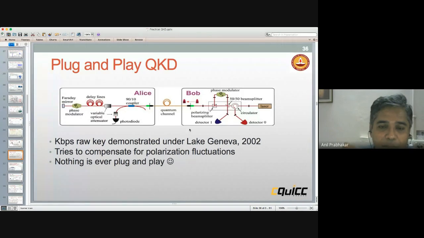So that's what made plug and play QKD attractive, and it was demonstrated under Lake Geneva in 2002, right? But this is my little smiley that says nothing is ever plug and play. If you try building it, you will find you can't really do it, right? It's not as simple as it looks out here. And that's because there's a lot of engineering that goes into doing something like this, right? But on the face of it, it's a very neat little idea of using a Faraday mirror.